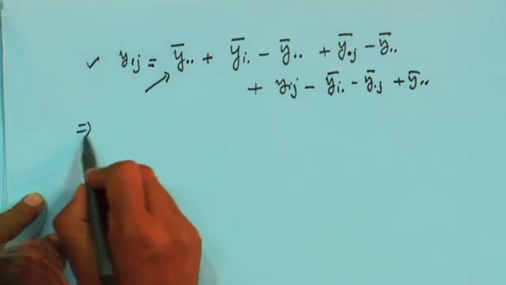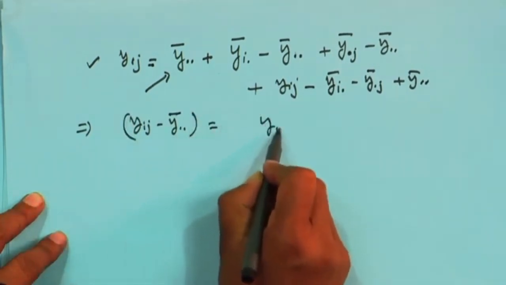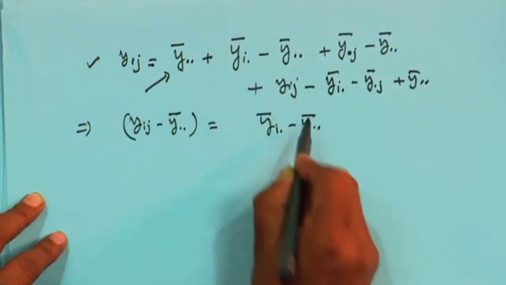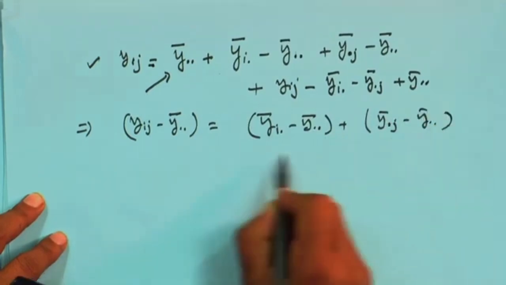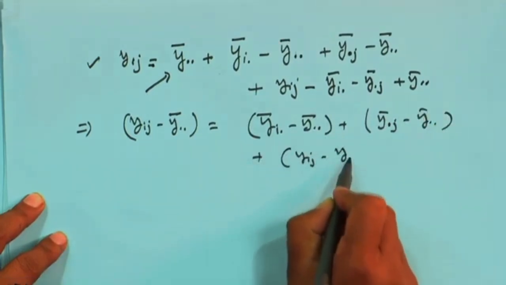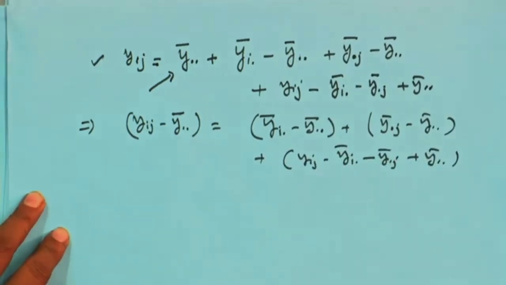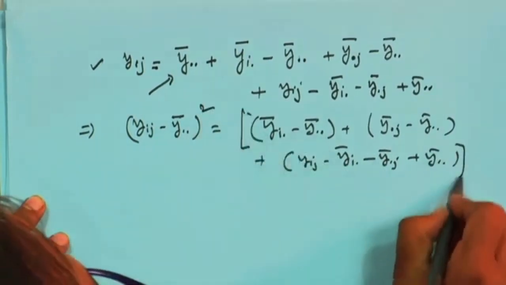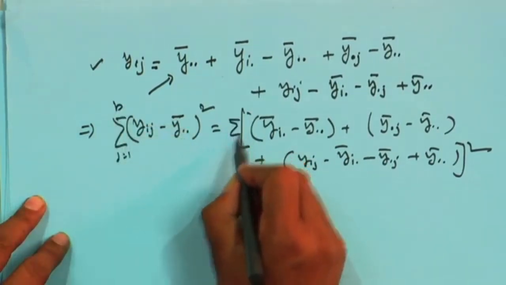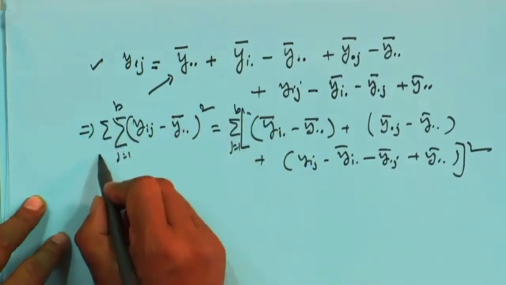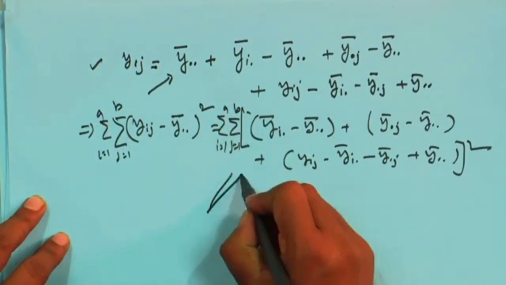So, we have now, if we do a little multiplication, y i j minus y dot dot bar will be y i dot bar minus y dot dot bar plus y dot j bar minus y dot dot bar plus y i j minus y i dot bar minus y dot j bar plus y dot dot bar. So, you square it, take summation j equal to 1 to b, summation i equal to 1 to a, and do algebraic manipulation.